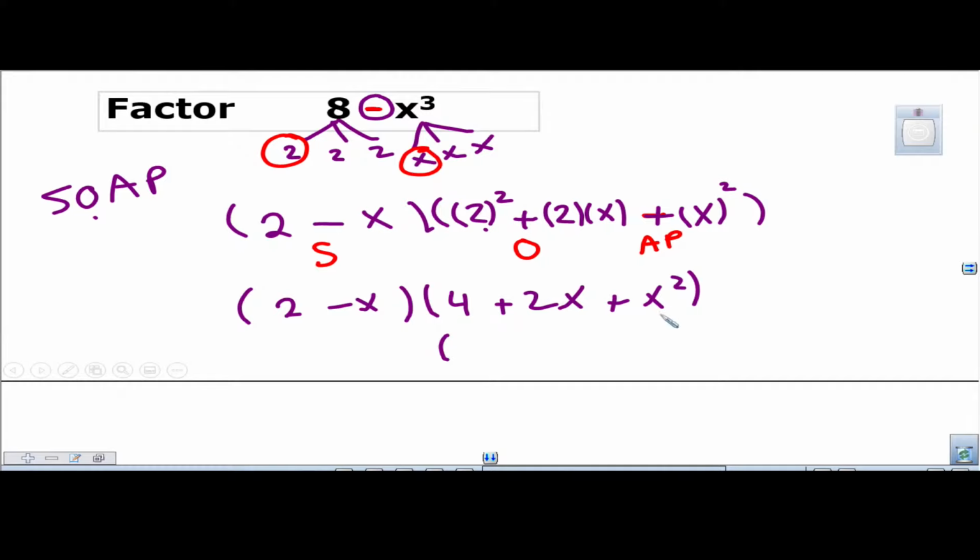Does anybody remember how do you put this one in standard form? How do you put this thing in standard form? Oh, come on, Jocelyn. Come on, Marvin. Nick.